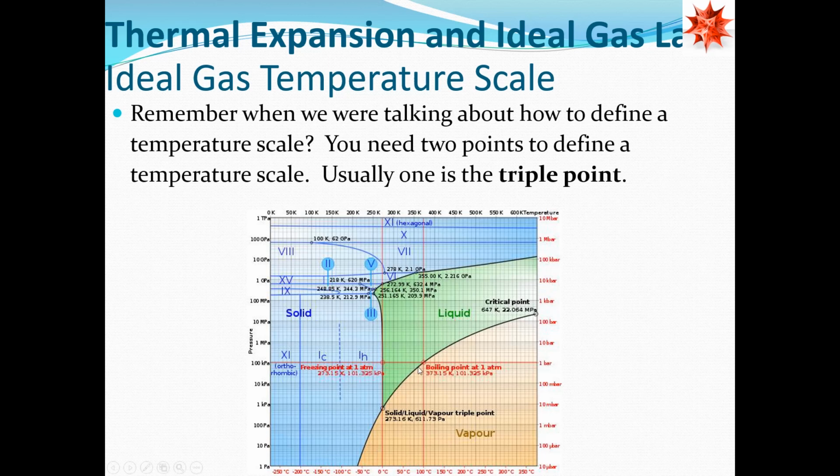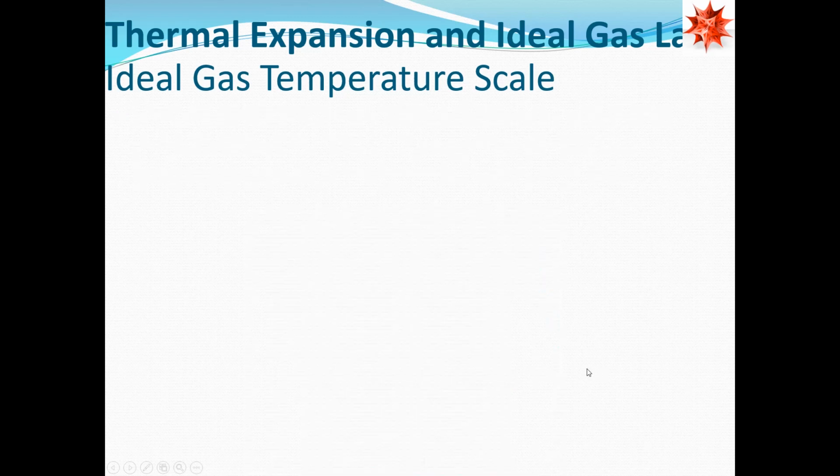Same thing here. If you're on this line, you have liquid, but you also have vapor boiling over. So at this point, you're going to have a little bit of solid, a little bit of liquid around it, and then also vapor around that. So that's what the triple point's referring to.